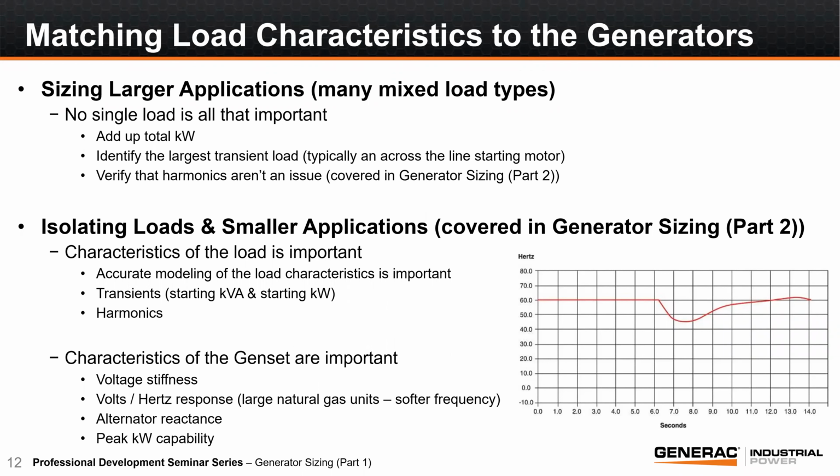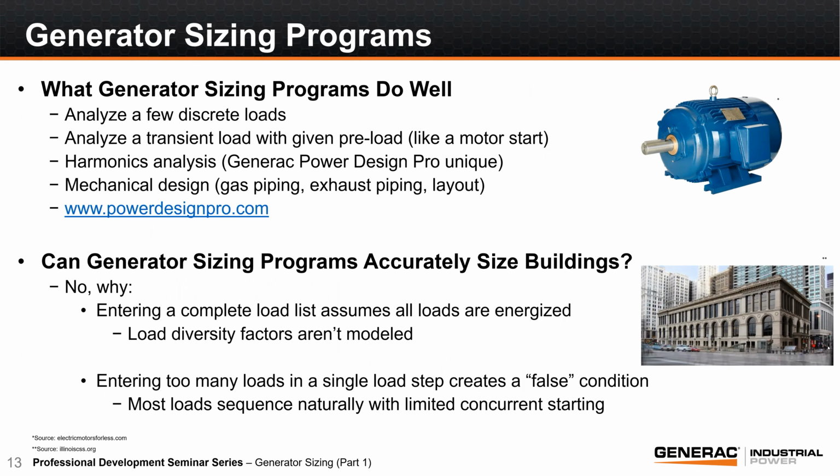And if you do have a large load, such as an across the line motor, then you'll want to enter that in as a separate line so that you can see the effects that starting that particular large motor will have on the generator, like a voltage dip, and ensure that you have enough capacity to handle starting that motor with all the other loads that you're using to size for. Most sizing programs are optimized to view and analyze a few discrete loads. You don't really want to try to input every single one of the hundreds of loads that possibly is in a building into the sizing tool when you're sizing for a generator.